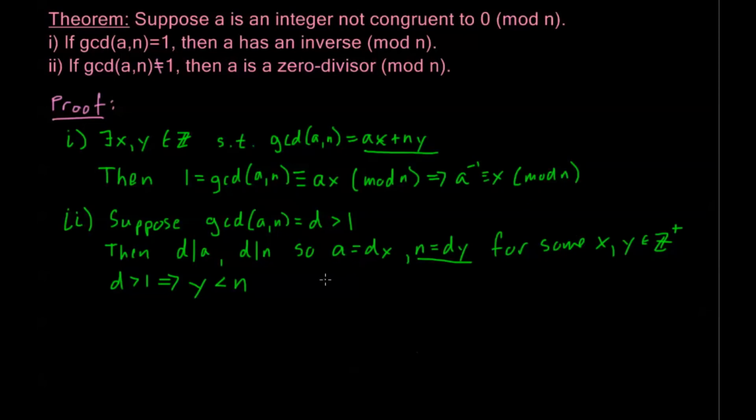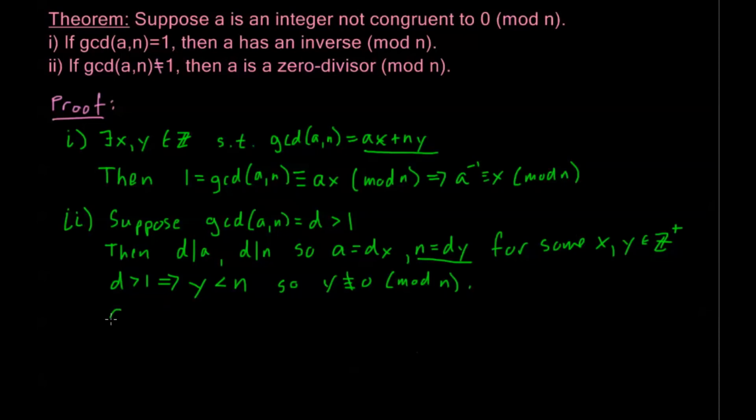So d greater than 1 implies that y is less than n. So in particular, y is not congruent to 0 mod n, right? y is not congruent to 0 mod n. But let's look at this.